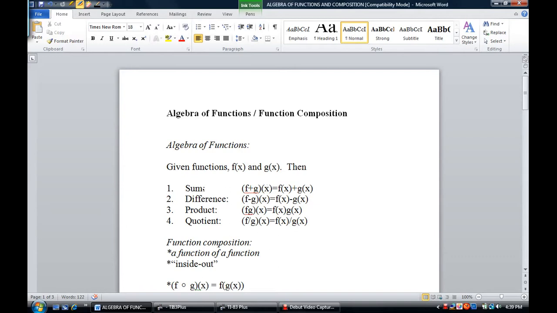When you see sum, difference, product, quotient, you're going to see it written like this: f plus g and then the x. That's not times. That just means that your functions have the variable x in them. Both of them do. And all you're going to do is separate these two functions and add them together, subtract them, multiply and divide. So keep that in mind. All we're going to do is separate.